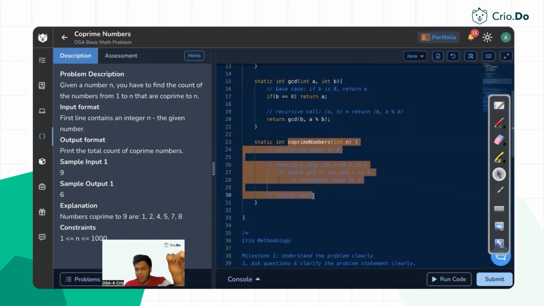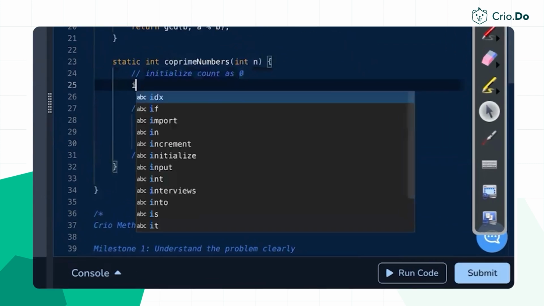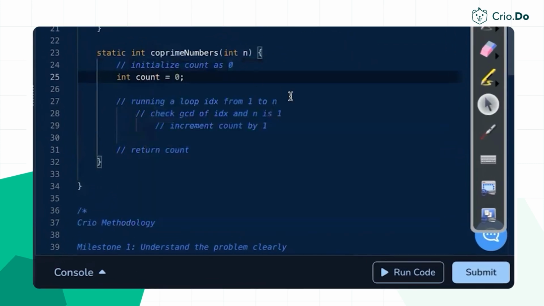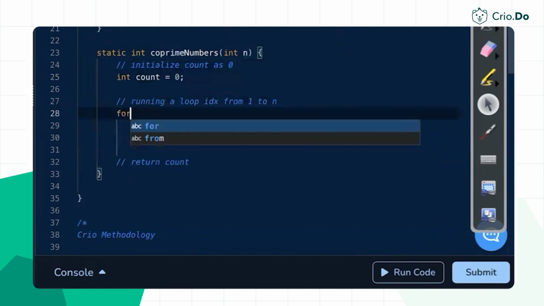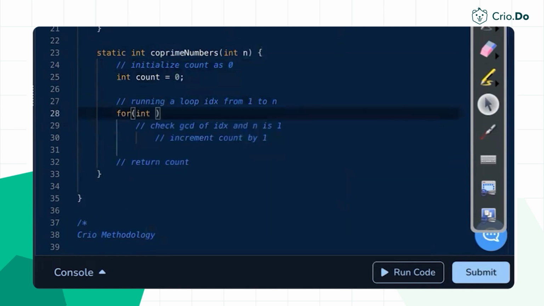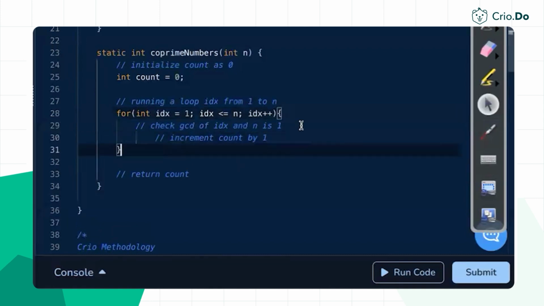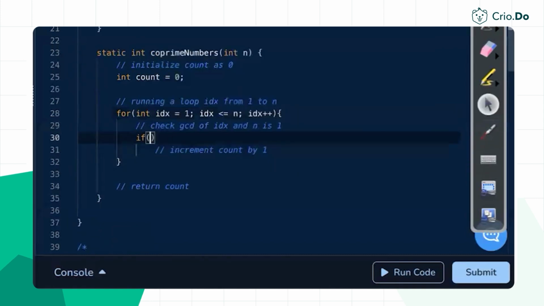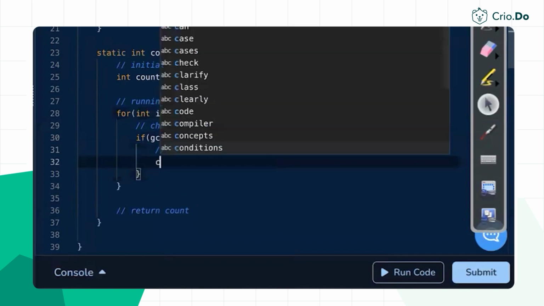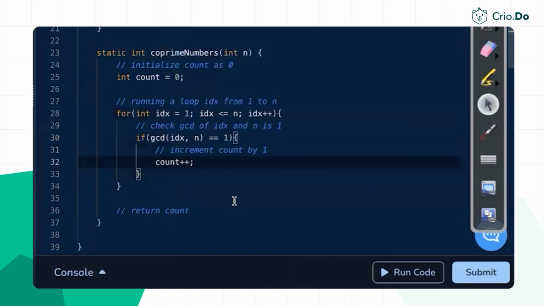Now we know how to find the GCD of two numbers. We can also check coprime. That is, initialize the count as 0, and run a loop because we have to check from each number 1 to n whether it is coprime to n or not. So run a loop from index 1 till less than or equal to n, index plus plus, and check if the GCD of the current index with the n variable is 1 or not. If GCD is 1, yes, increment the count. And then we can return the count variable.